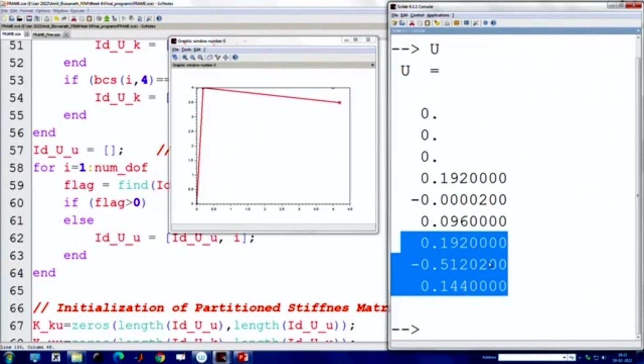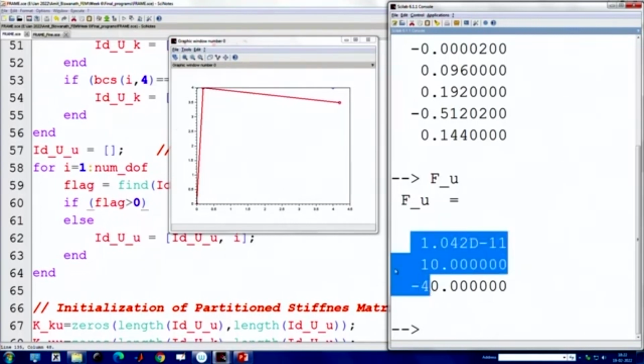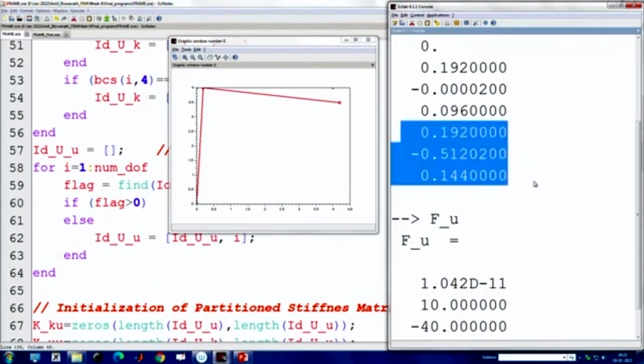Let's see the reactions. The horizontal reaction is 0, and the vertical reaction will be 10, which is downward; we have a 10 kilonewton force, vertical direction also 10, and the moment will be 40. 10 multiplied by this length, which is 4, so 40. So this is consistent with the solution. Now this is the solution we obtained from just 2 elements. Okay, now let us increase the number of elements and then check what happens to this solution.